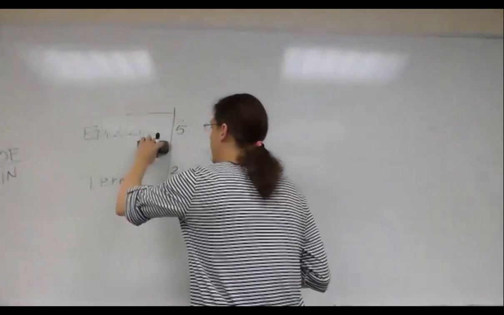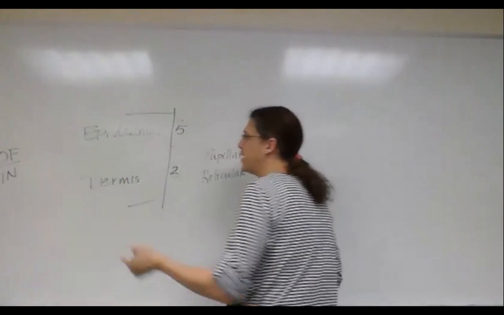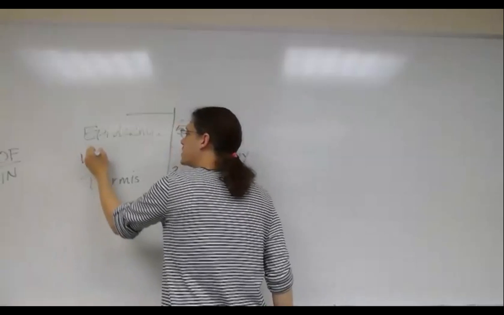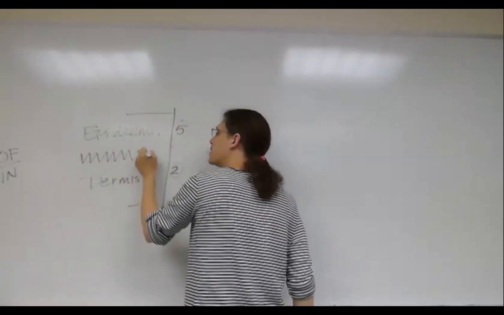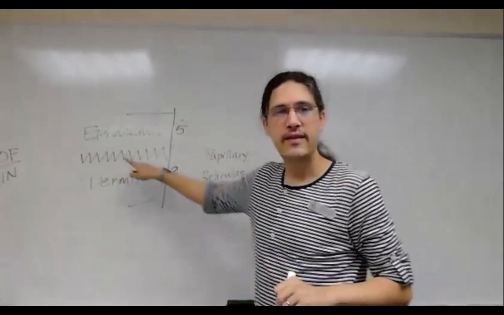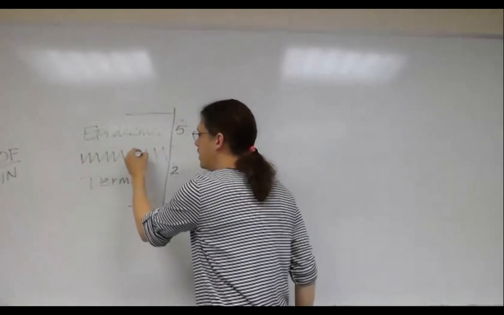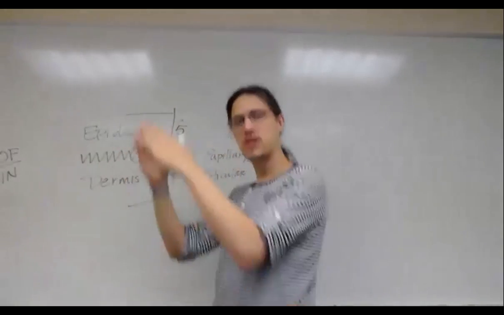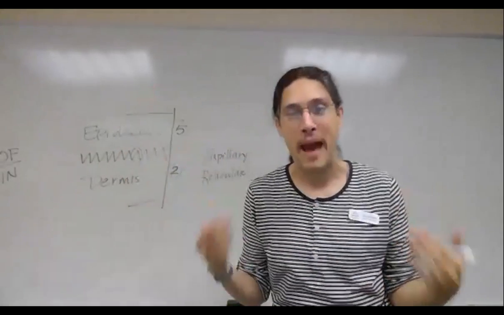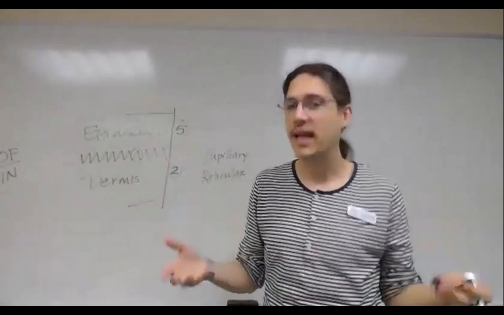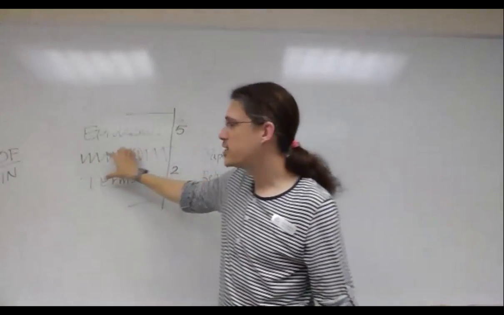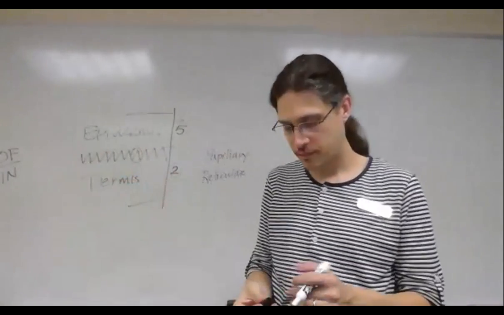So when we look at the division of these 2 layers, we really are looking at something like this, right? It is kind of a zigzagged layer between the 2, and each one of these cone-like projections up is called a papilla. So the papillary layer is this layer which contains the papilla.